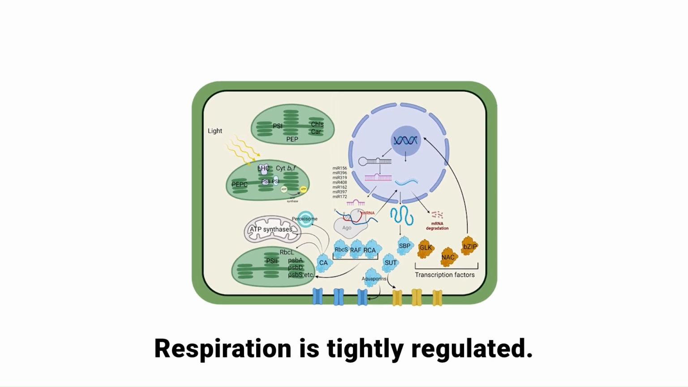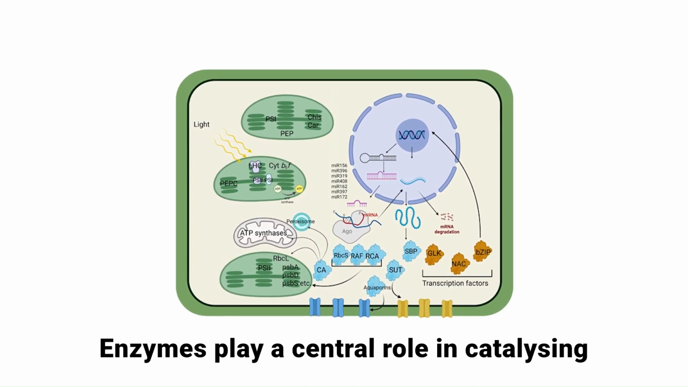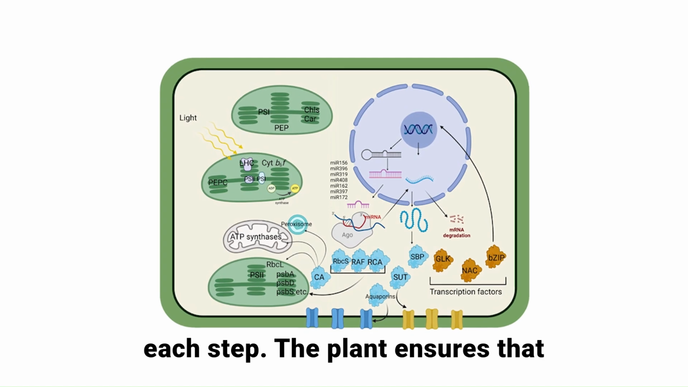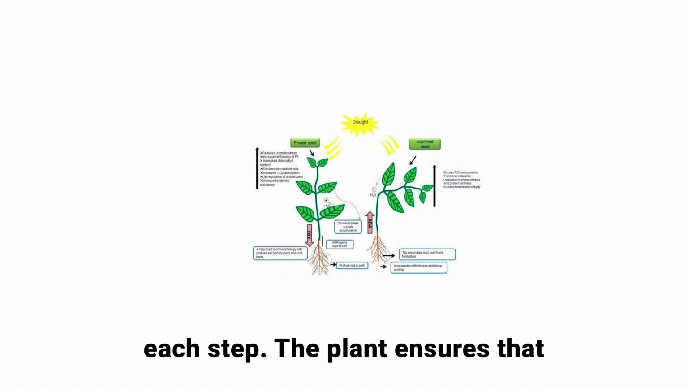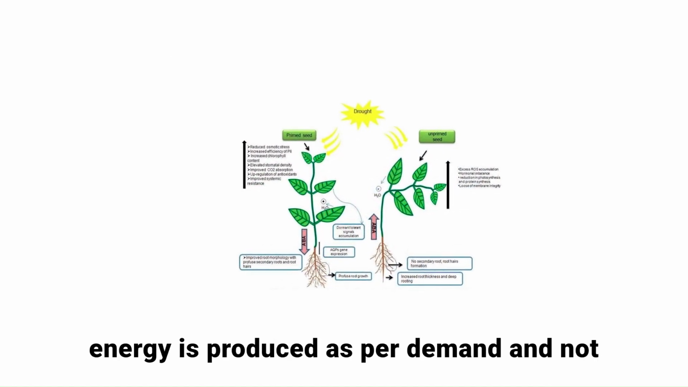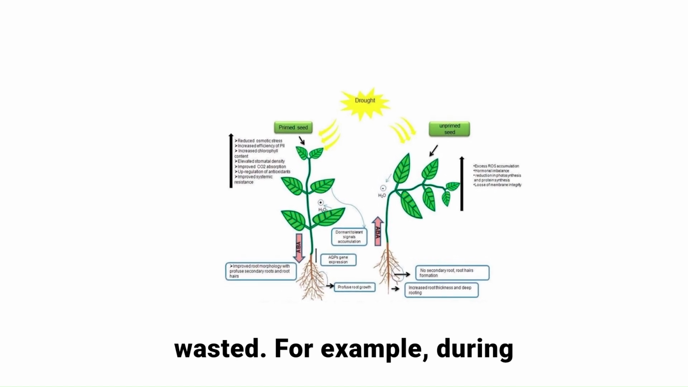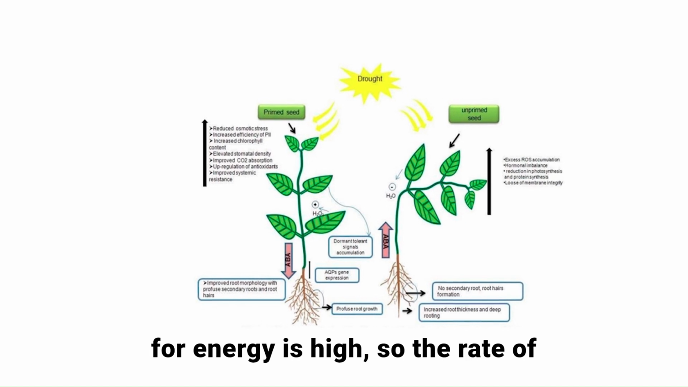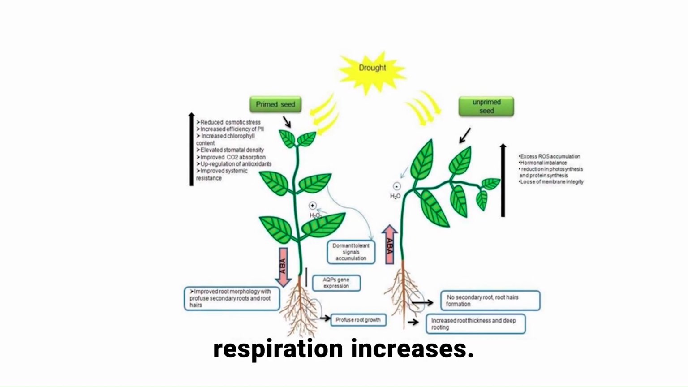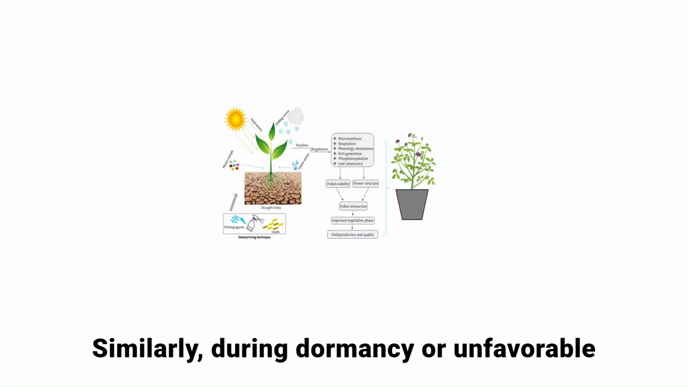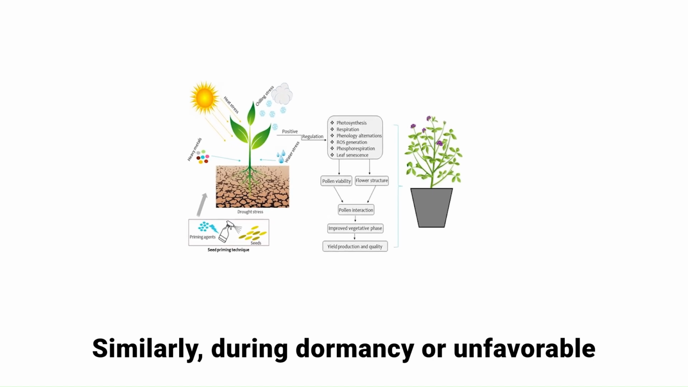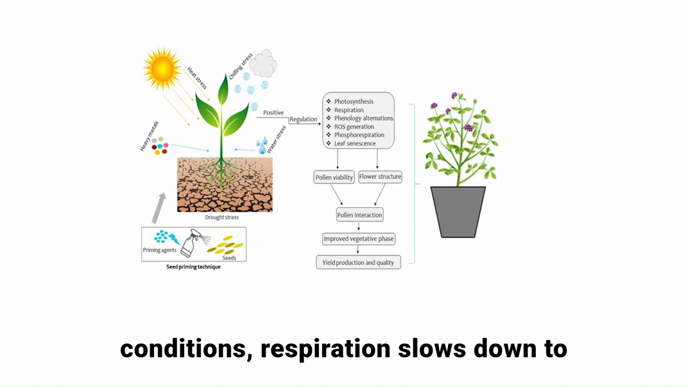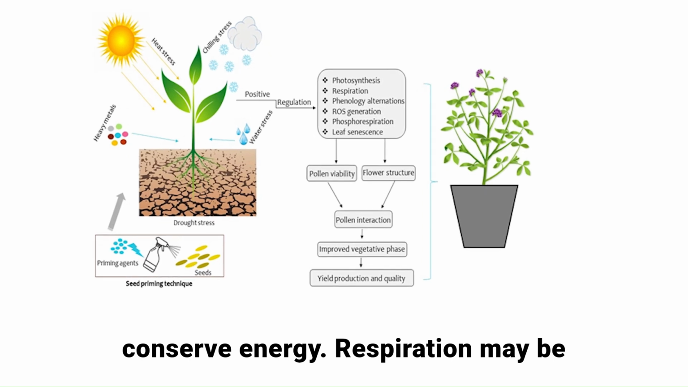Respiration is tightly regulated. Enzymes play a central role in catalyzing each step. The plant ensures that energy is produced as per demand and not wasted. For example, during seed germination or flowering, the demand for energy is high, so the rate of respiration increases. Similarly, during dormancy or unfavorable conditions, respiration slows down to conserve energy.